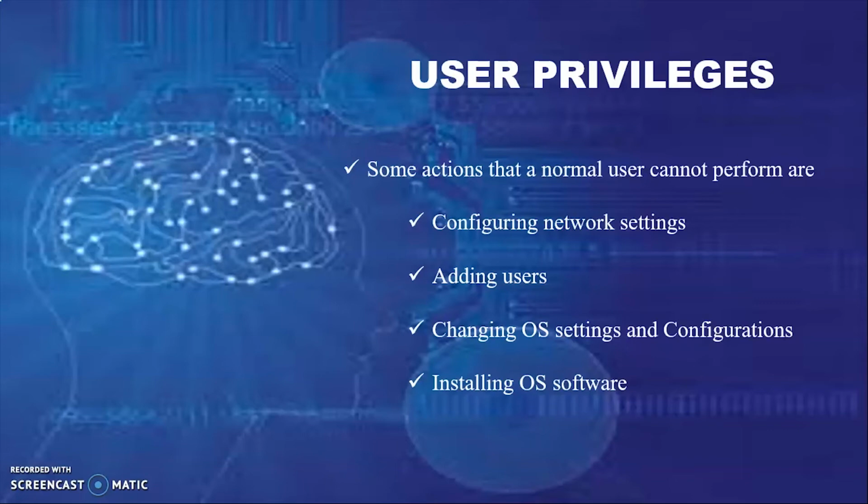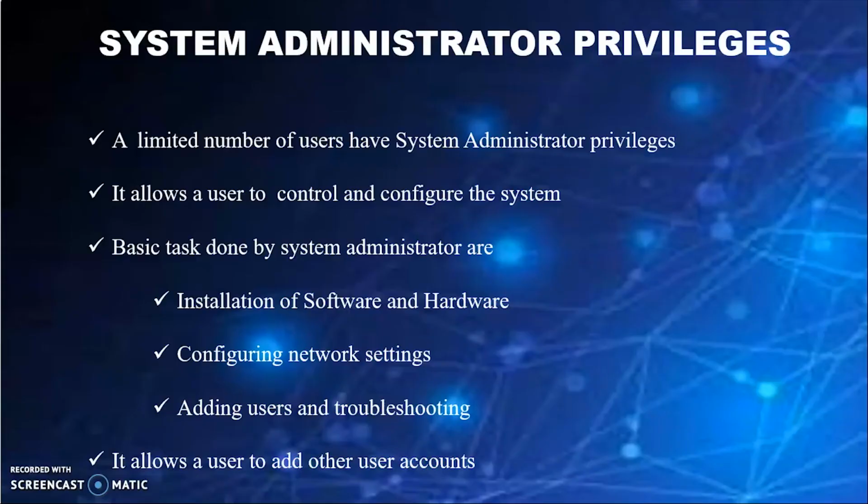Then we are going to see about the system administrator privileges. The system administrator usually has control over the system. He or she can do anything in the system. He or she can configure the system, can install any software in the system, and can configure the network settings also. They can add any users. All the troubleshooting can be done by the system administrator only. So the system administrator has control over the system.